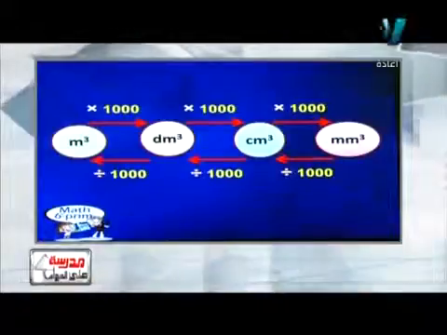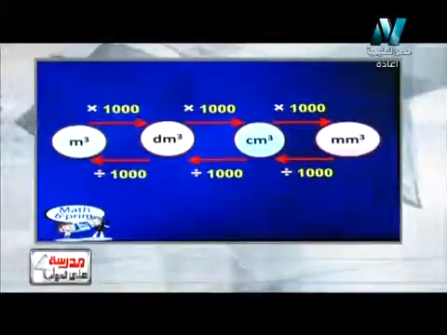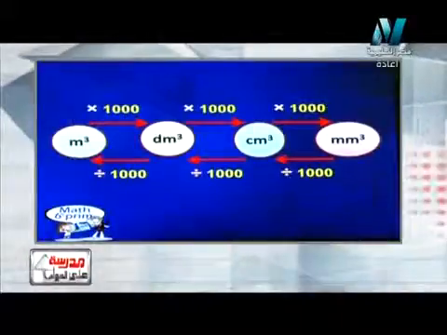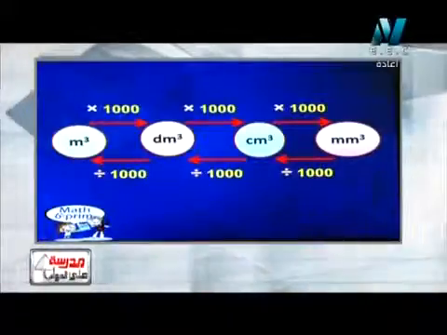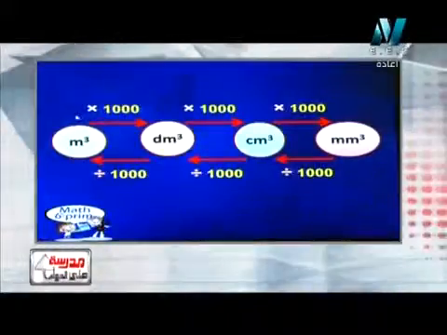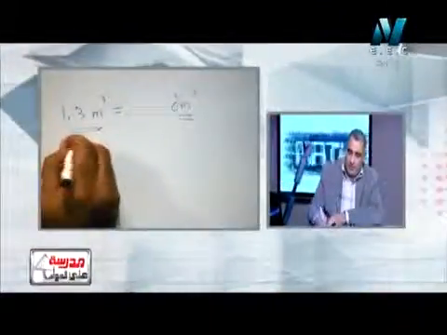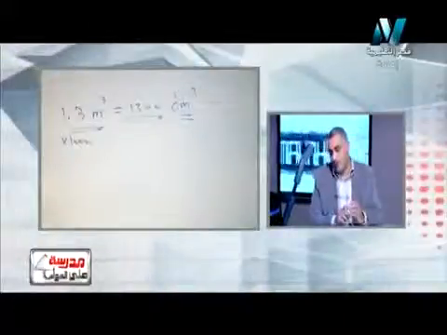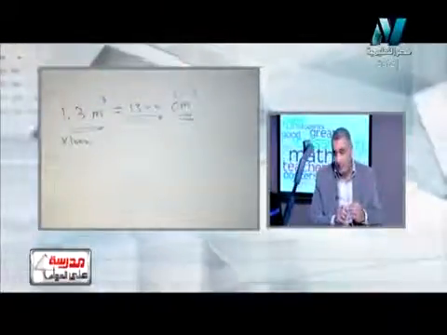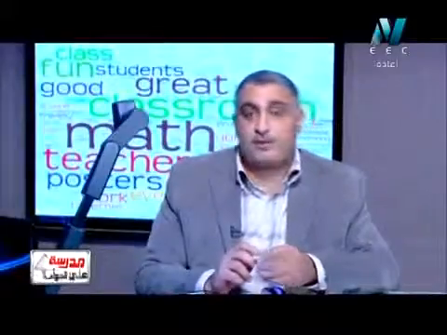Meter cube is the biggest unit of measuring volume we study today. Decimeter cube is smaller than meter cube, so we have to convert, we have to multiply by what? By 1000. It's so easy to guess the result. 1.3 times 1000, the result will be 1300. Excellent. 1.3 meter cube equals 1300 decimeter cube. It's a very important and interesting part of our program today.